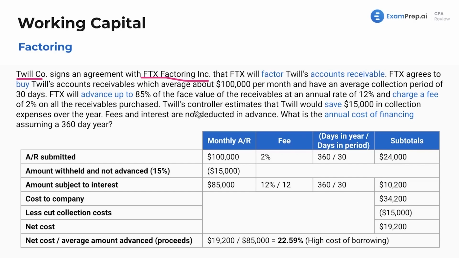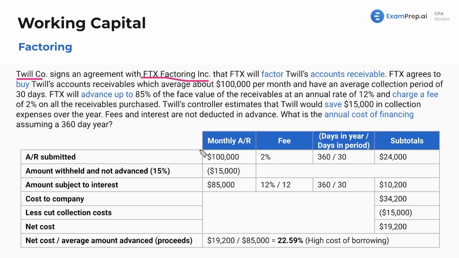Twill's controller estimates that the company would save $15,000 in collection expenses over the year. As I mentioned, Twill is probably a manufacturing company or just some normal company, and they don't specialize in collecting receivables. They specialize in making a product or performing a service. As such, by giving the receivables to a specialized entity, they would probably save in collection expenses. That's pretty fair. Fees and interest are not deducted in advance. What is the annual cost of financing, assuming a 360-day year?